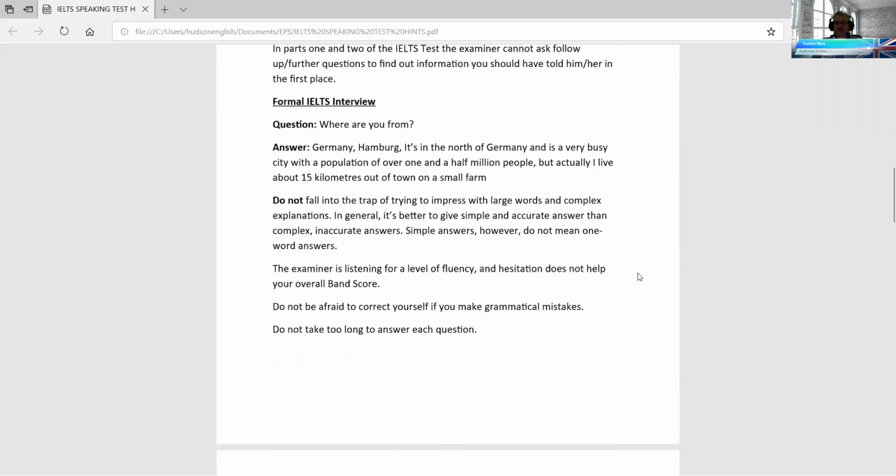A formal IELTS interview would probably go more like this. Where are you from? Well, I'm from Germany, Hamburg. It's in the north of Germany and is a very busy city with a population of over 1.5 million people. But actually, I live about 15 kilometers out of town on a small farm. So the person is saying which country they're from, the city, the location of the city, how many people are in it. So it's more information.